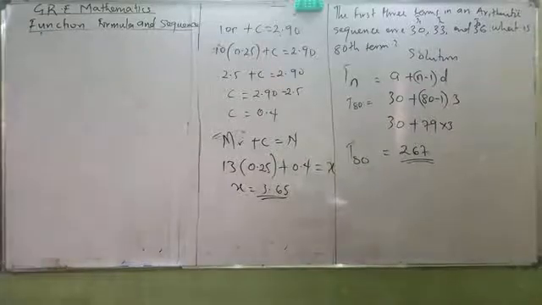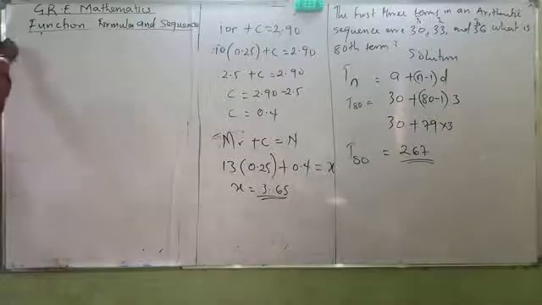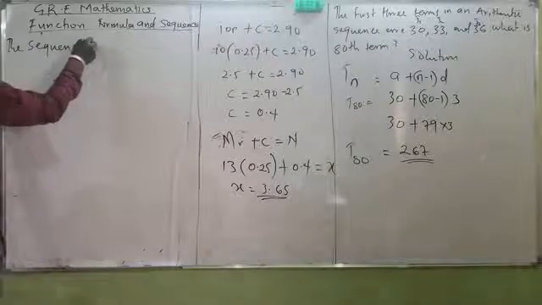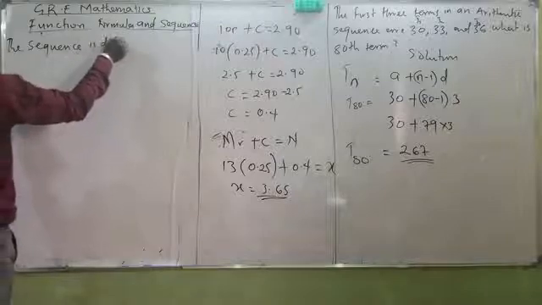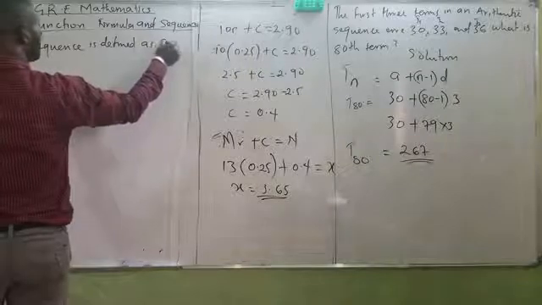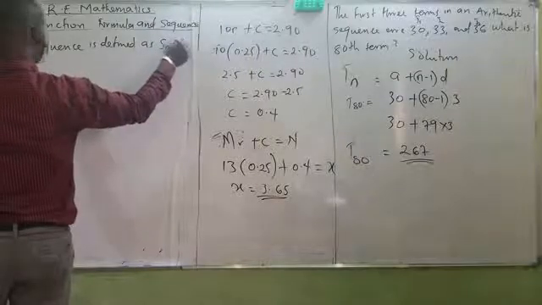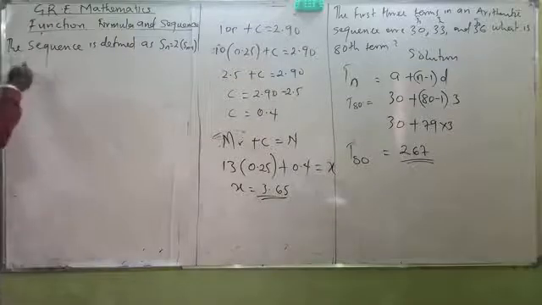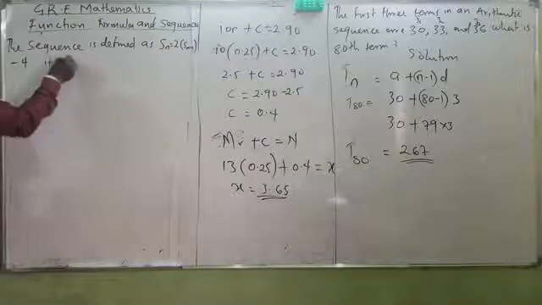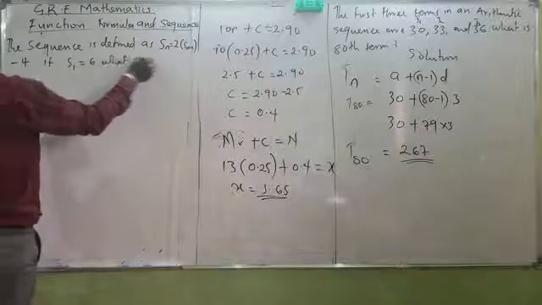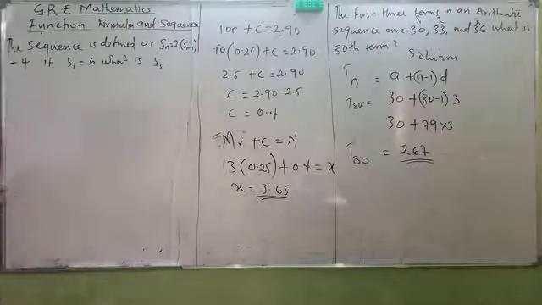Now look at this problem. I have the sequence defined as S of n equals 2 bracket of S of n minus 1, minus 4. If S of 1 equals 6, what is S of 5? Now, look at this. It's a very simple problem.